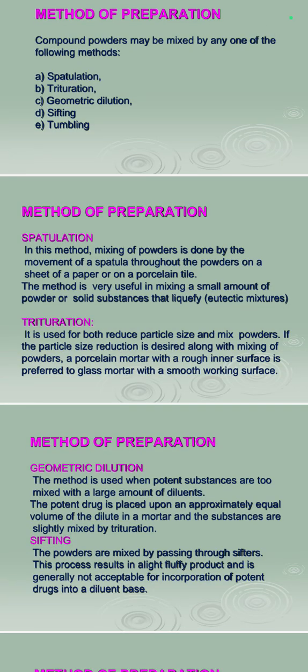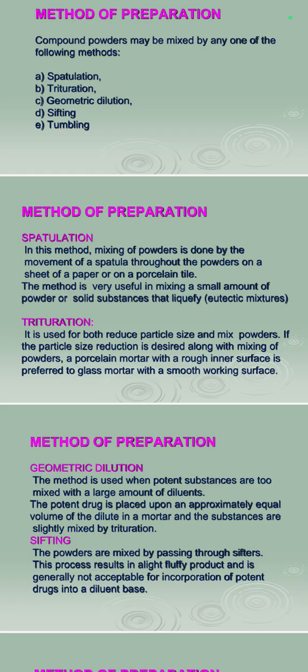You can see about the various methods of mixing of compound powders. Compound powders may be mixed by any one of the following methods: spatulation, trituration, geometric dilution, sifting, and tumbling. In the spatulation method, the powders are mixed by the movement of a spatula throughout the powders on a sheet of paper or on a porcelain tile. This method is very useful in mixing a small amount of powder or solid substances that liquefy.